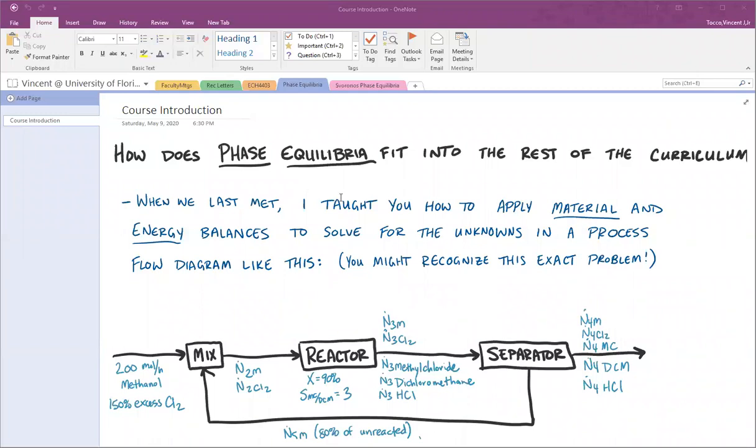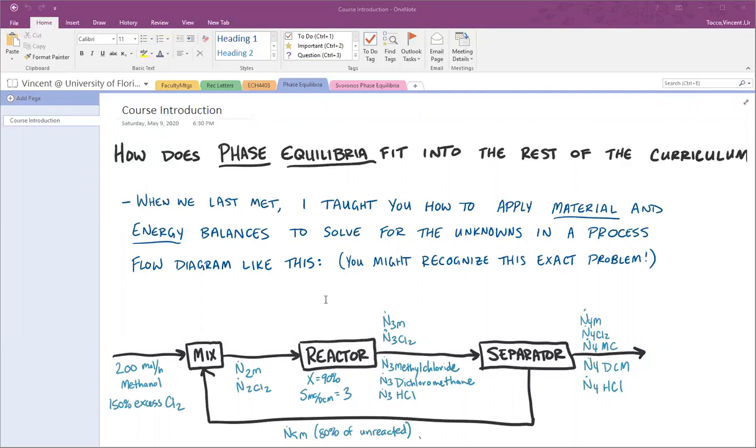The first thing I'd like to discuss is how phase equilibria fits with the rest of the curriculum. I think this is a topic that sometimes gets lost in the introduction to many courses, and it's very important to me that you see how it fits into the broader picture. Because you all had me for material and energy balances, except for a couple of you, I know for a fact that you know how to solve for the unknowns if given a process flow diagram like this.